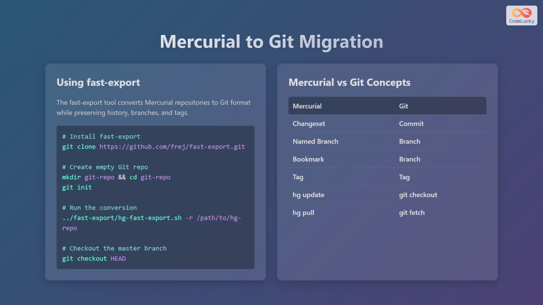Mercurial's changeset is Git's commit. Mercurial's named branch is Git's branch. Mercurial's bookmark is Git's branch. Mercurial's tag is Git's tag. Mercurial's hg update is Git's git checkout. Mercurial's hg pull is Git's git fetch.